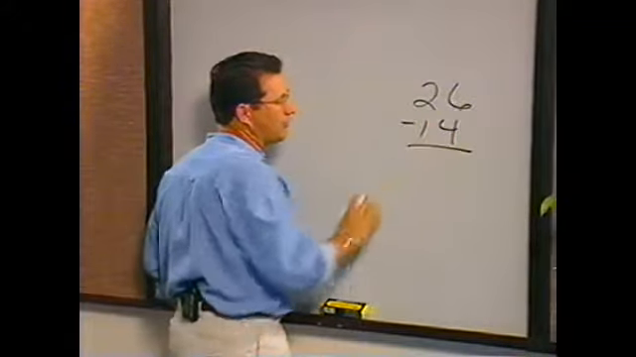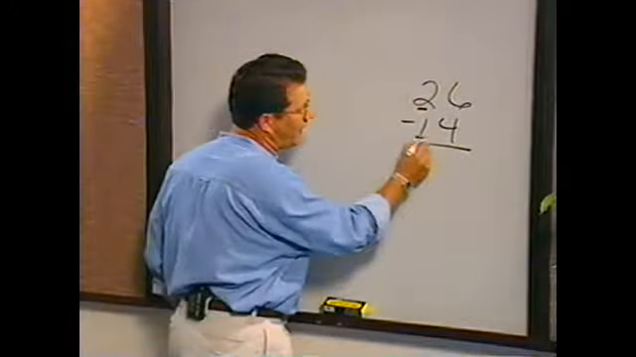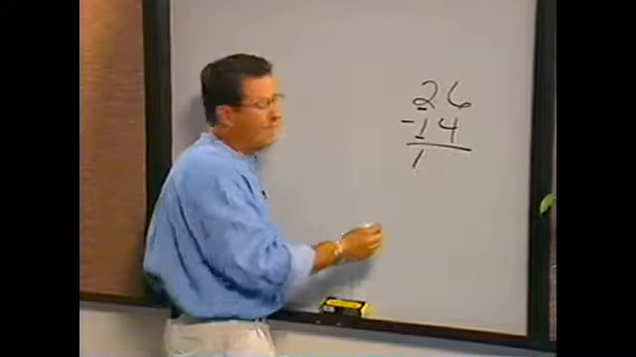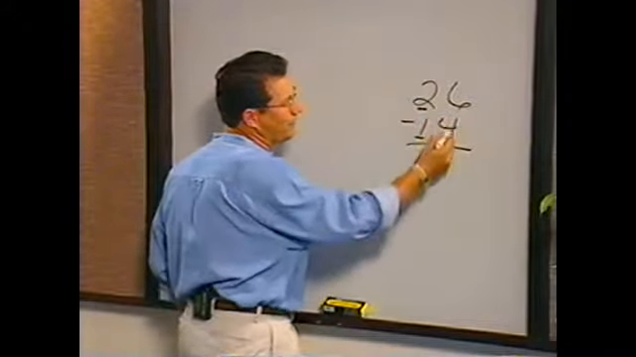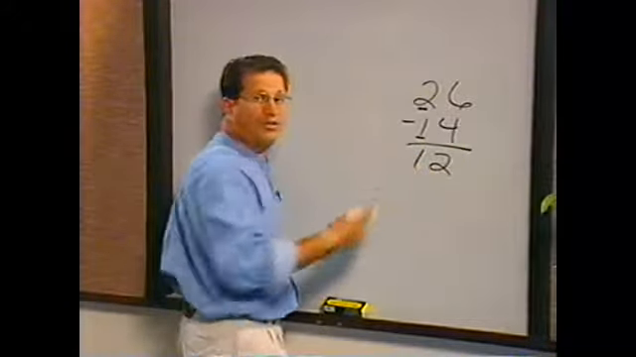26 minus 14. Let's start over here. That obviously is 20, and this is 10. So what's 20 minus 10? 10. And then you go to the right column. What's 6 minus 4? 2. So the answer is 12. 10 and 2 is 12.